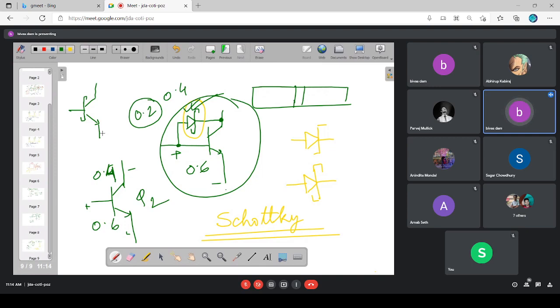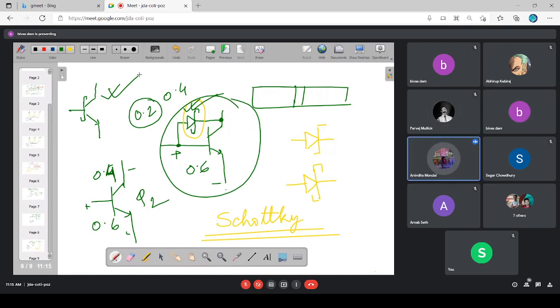Basically, by Schottky transistor, what I mean is that internal to the transistor, during fabrication, one Schottky diode has been fabricated between the base and the collector. If the transistor is fabricated in that form, that means one standard NPN transistor is fabricated, and along with that, between the base and the collector, one Schottky diode is also fabricated. In that case the resulting transistor will be called a Schottky transistor, and its circuit symbol will be like this. Okay, is it clear?